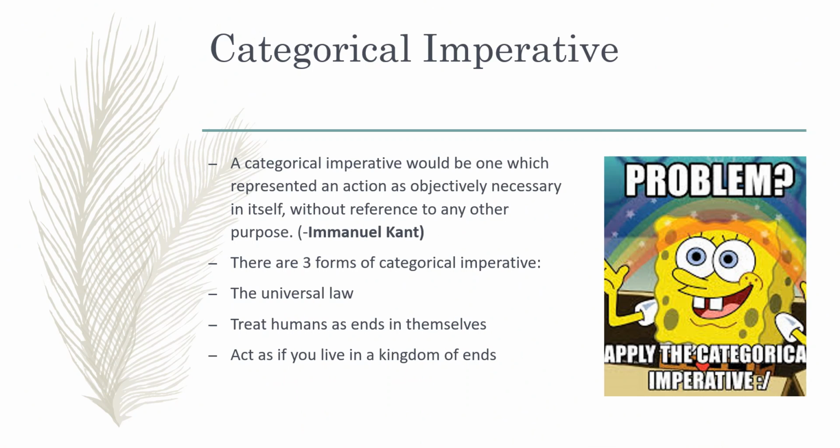Now, there are three forms of the categorical imperative: the universal law, which says act only according to the maxim by which you can at the same time will that it should become a universal law. And the next is treat humans as ends in themselves. That is, act so that you treat humanity, both in your own person and in the person of every other human being, never merely as a means, but always at the same time as an end. And the last one is act as if you live in a kingdom of ends. Now, this says act as if you were, through your maxim, a law-making member of a kingdom of ends. You might be curious to know what a maxim is.